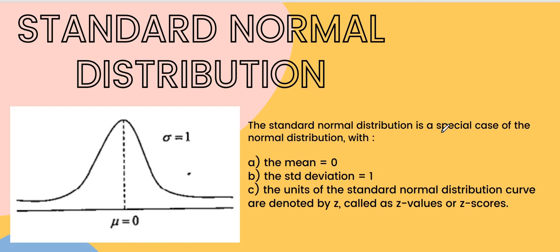So what is the special case? The special case here is that the mean is equal to 0 and your standard deviation is equal to 1. Always 0 and always 1. There is no other figure. It cannot be 20. If your mean is 20, it will be a normal distribution again. But if your mean is 0 and your standard deviation is 1, it will become standard normal. And the variable of the standard normal distribution, we denote as z. We no longer use x, we will use z.